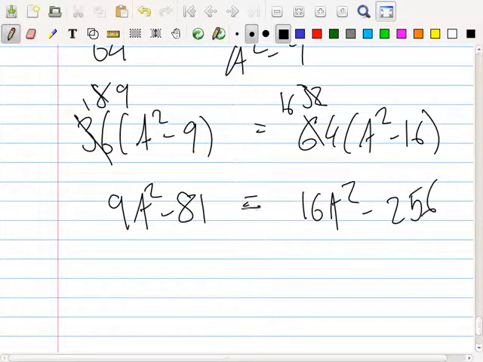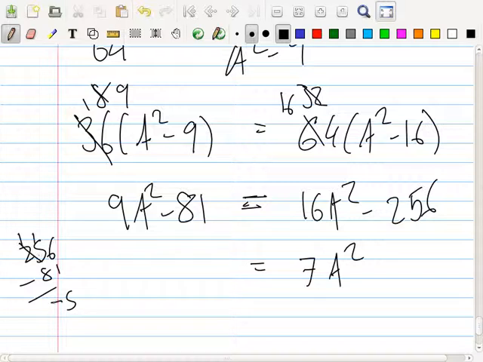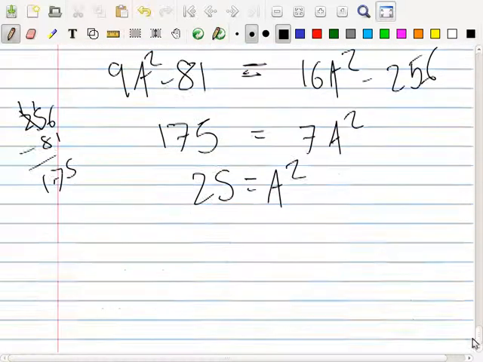You can do it the other way too. Yeah, you can. So here I get 7a squared, and then I have 256 minus 81, which is 175. So a squared equals 175 over 7, which is 25. Which is good, because then what does a equal? 5. A equals 5.